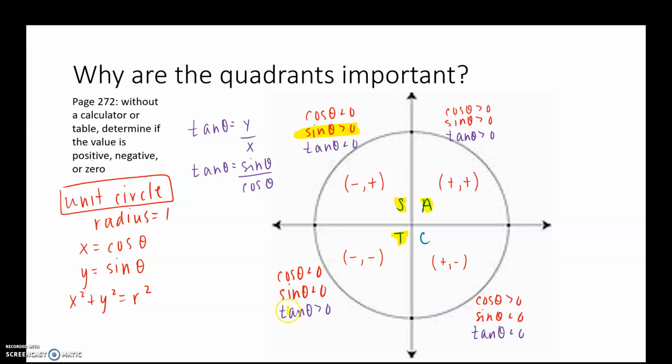The T stands for my tangent function is positive in the third quadrant. And then lastly, the C tells me that my cosine function is the only positive trig function in the fourth quadrant. So we'll be using that a lot. And I know I sound like a broken record, but the reiteration is good for you.